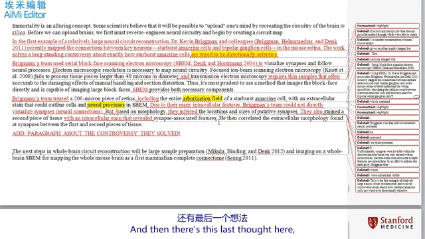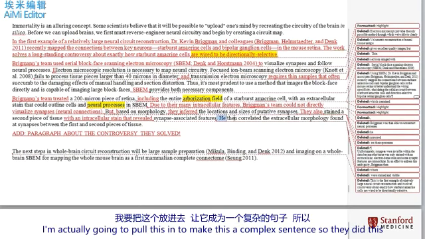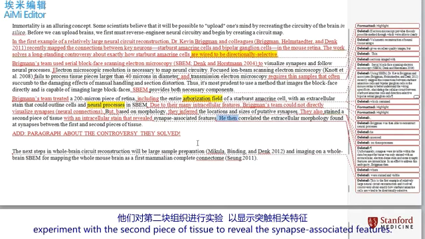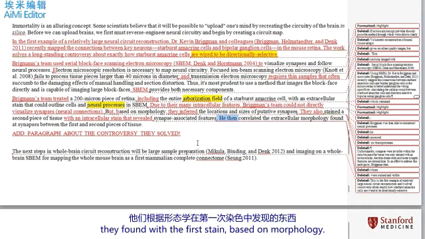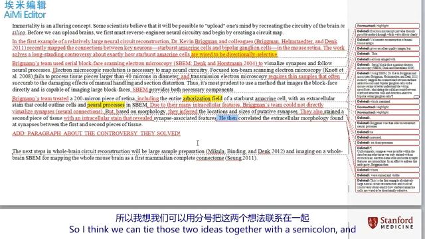And then there's this last thought here. I'm actually going to pull this and make this a complex sentence. So they did this experiment with the second piece of tissue to reveal the synapse-associated features. And I think the idea here is to use that information to confirm what they found with the first stain based on morphology. So I think we can tie these two ideas together with a semicolon.